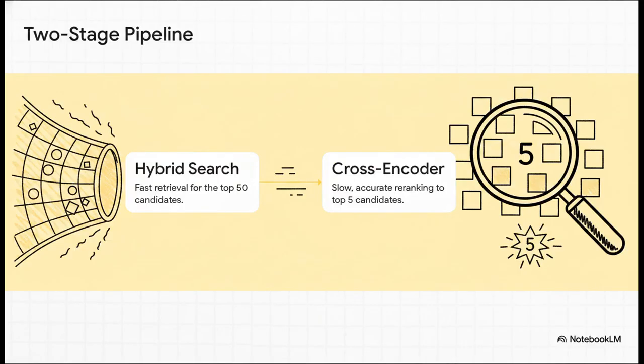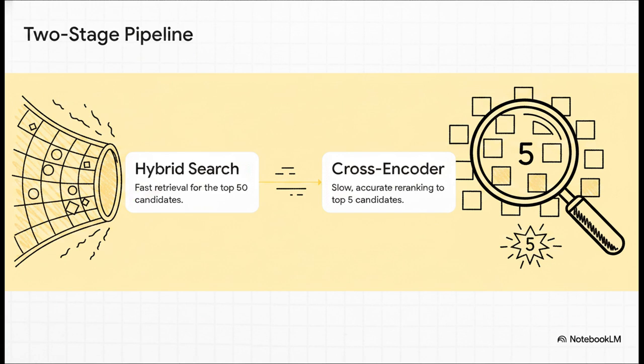Here's the playbook for implementing this, the canonical two-stage pipeline. Stage 1 uses that fast hybrid retrieval we just covered to cast a super wide net, grabbing, let's say, the top 50 candidates. But those results are based on pretty shallow similarity scoring. So Stage 2 brings in the heavy artillery, cross-encoders.